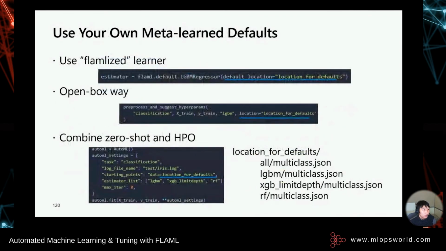After generating these files, you're ready to use your own meta-learning defaults. Just specify the path containing the JSON files. In each of the 3 ways of using zero-shot AutoML we've introduced, there's the optional argument to specify the location. Let's look at the last example. It's a multiclass task. AutoML will look for the following files under location for defaults. One file is all/multiclass.json. It contains the meta-learning results for all the estimators. The other files are like learner name/multiclass.json for every learner name in the estimator list.